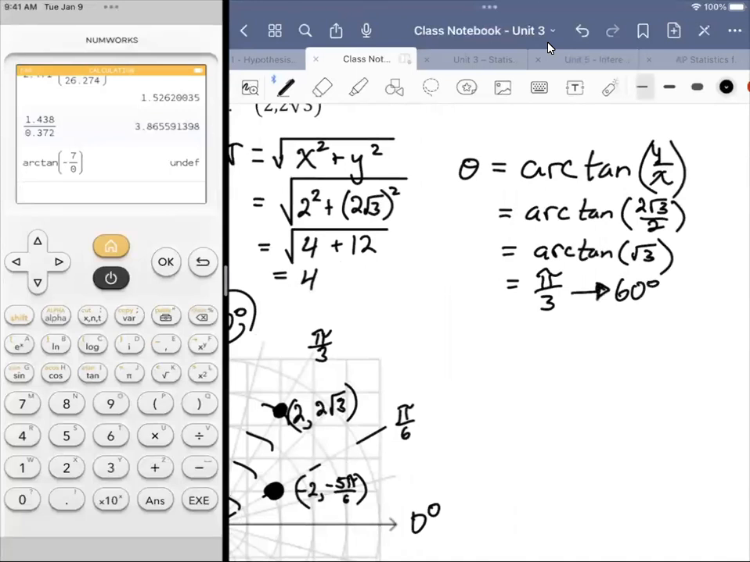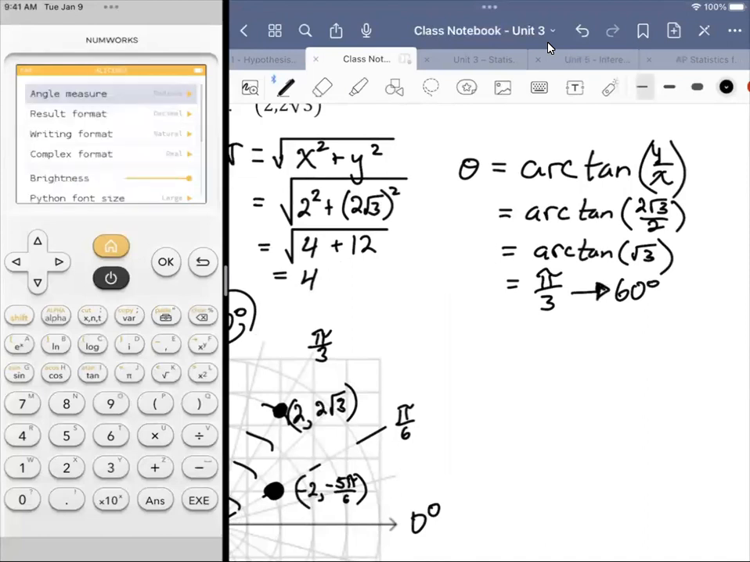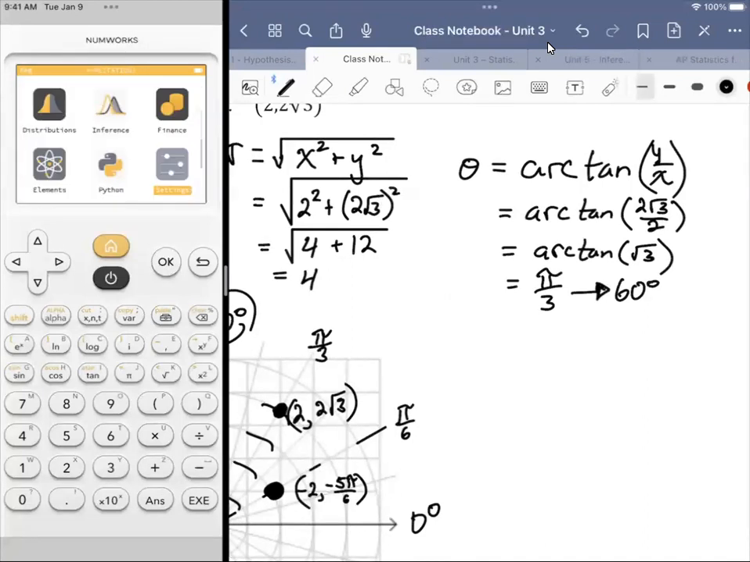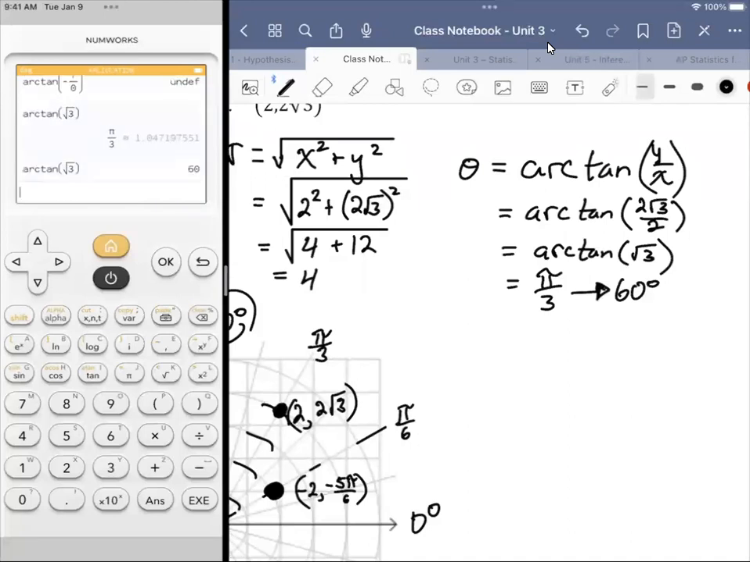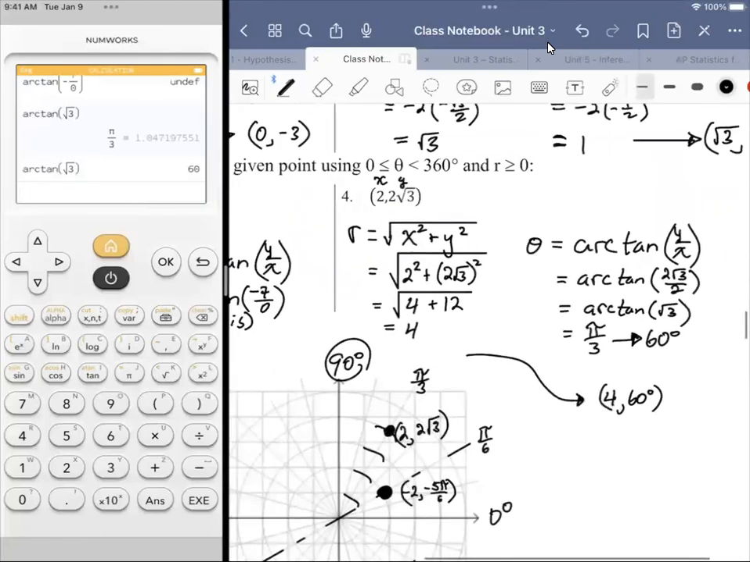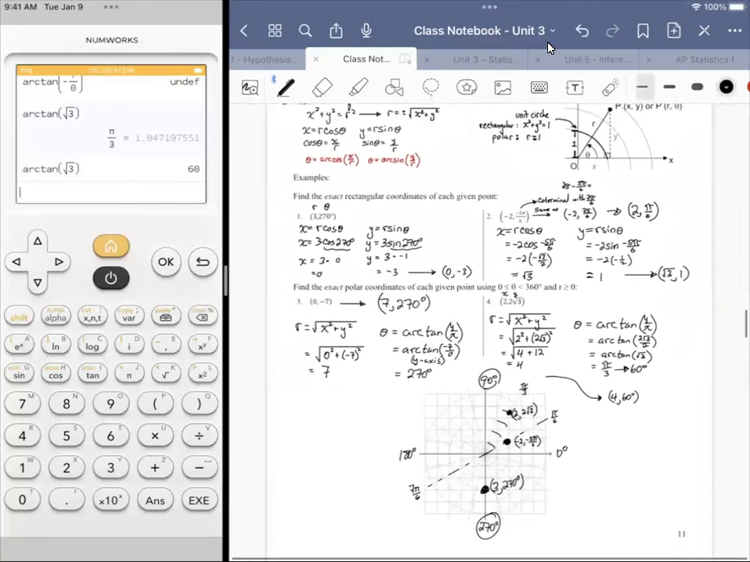Now, how do we get that from the calculator? Shift, tan, I'll put in just the radical 3, the simplified form. And it tells us pi over 3. I'm in radian mode, so it gives us the radian form. But if we put it in degree mode, you still have to rerun the computation, but it'll tell you it's 60 degrees. Like I said, the only weird ones are along the axes. Everything else should come out pretty cleanly. So the coordinates would be (4, 60 degrees). All right, so that's how you plot polar coordinates.